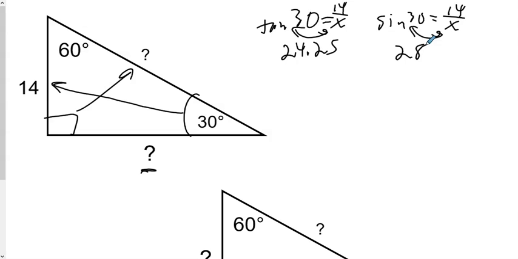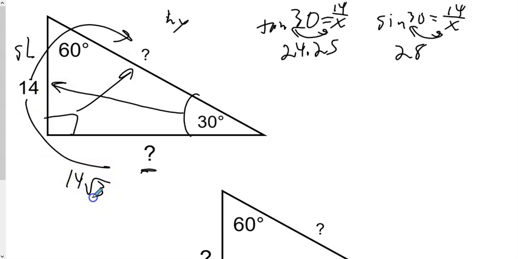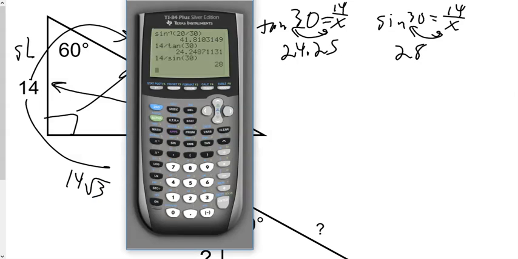Okay? Not to mention, if we think back to our 30, 60, 90 triangles, this is the short leg, and this over here is the hypotenuse. This should be 2 times 14. And this should be 14 square root of 3. 14 times the square root of 3. Hey, look at that. 24.25.